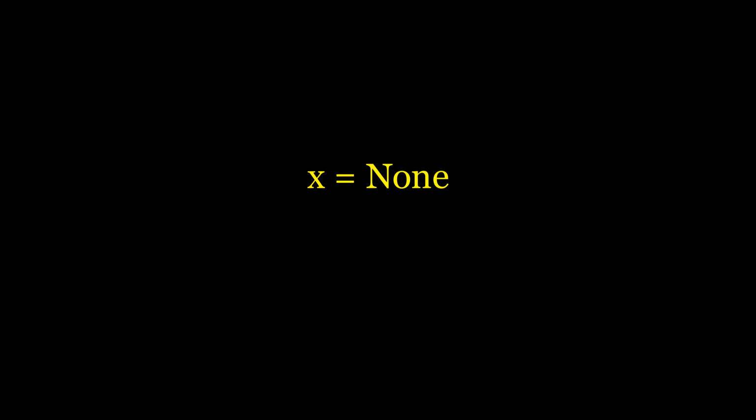Our last category is the None data type. In Python, None signifies the absence of a value or a null state. If we define x equals None, it indicates that the variable x is currently empty or has no data assigned to it. This is different from 0 or an empty string. It is a dedicated type representing nothingness.